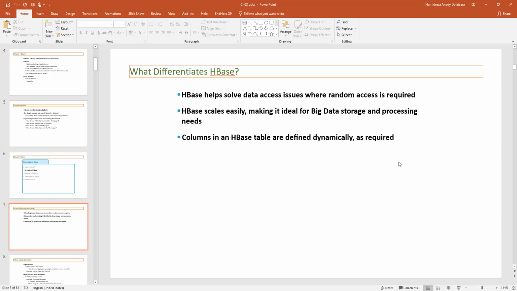The advantage of HBase is very fast random access, and it can easily handle big, large data sets. Columns in HBase tables are defined dynamically. Basically, the unit of tables is based on the column family.